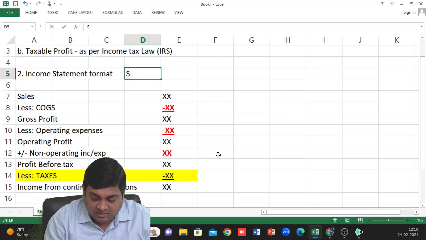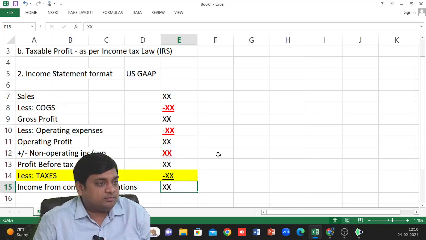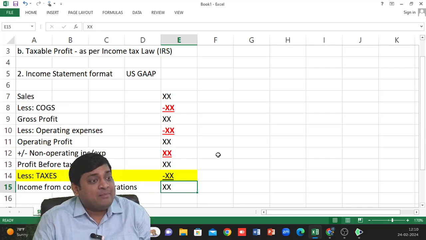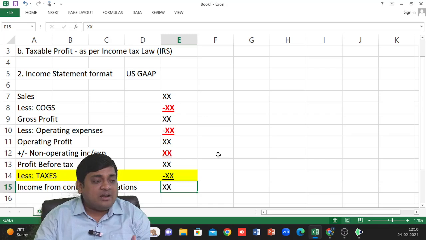This is US GAAP, right? So whatever profit that we have reported here, it may not be the same as taxable profit, because while calculating this income from continuing operations, we have considered all expenses and incomes, right? So that may not be the case in income tax law.